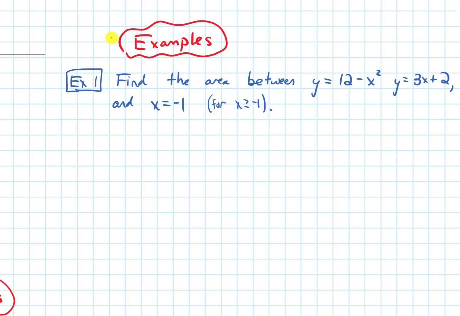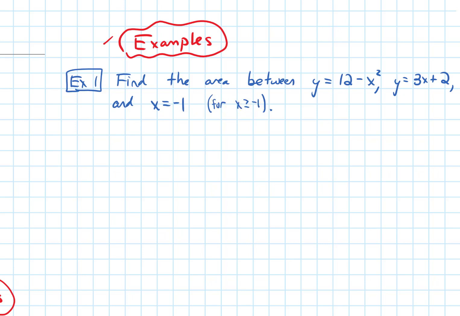In this video, we'll do some examples finding areas between curves. So in the first example, let's find the area between y equals 12 minus x squared, y equals 3x plus 2, and x equals negative 1, for x greater than or equal to negative 1.